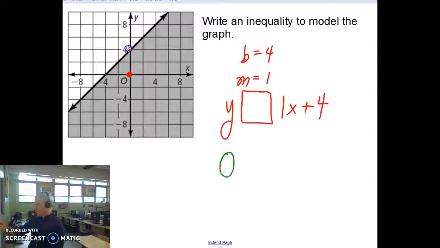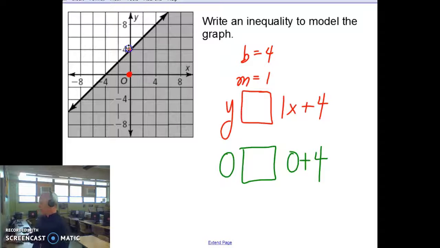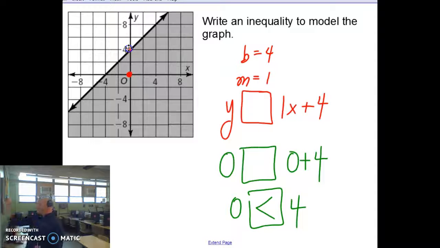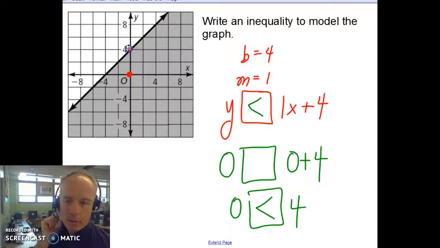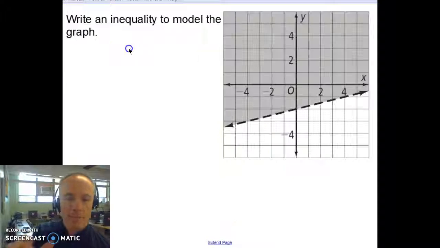So put in 0 for y. We don't know the inequality symbol yet. 0 for x. 0. Which inequality symbol makes this true? Goes this way. That's how you figure out your inequality. Next, you're going to try it. Pause the video, give it a shot.